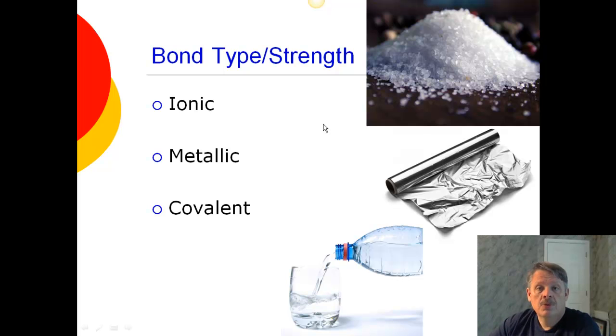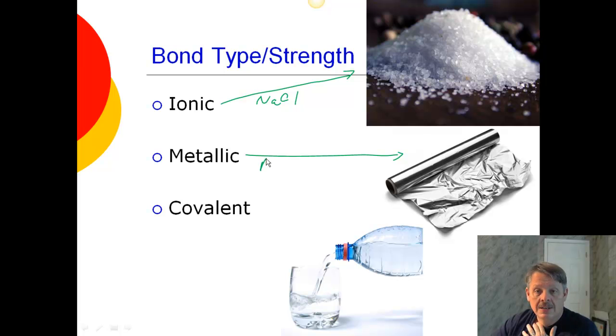We have three types of bonds, and ionic bonds are the strongest ones. Everything that's ionic in nature is a solid, and an example would be salt. Then we have metallic bonds. Metallic bonds are between two metals, or in fact it can be within a single metal, like this aluminum foil. And then down here we have covalent bonds, something like water.